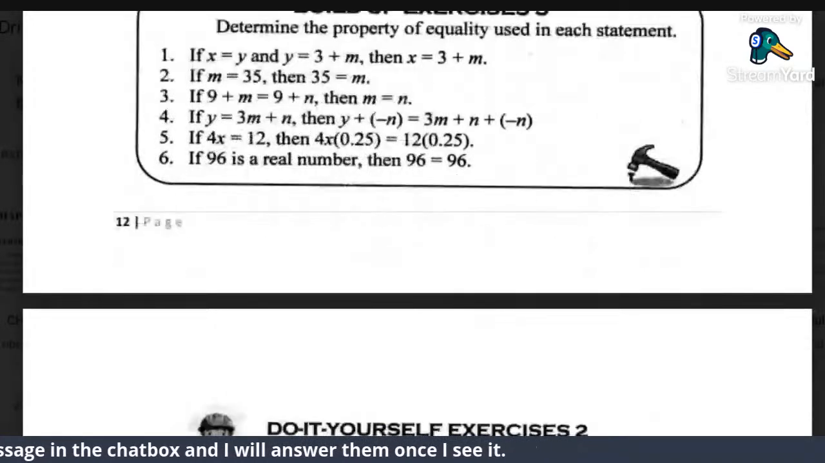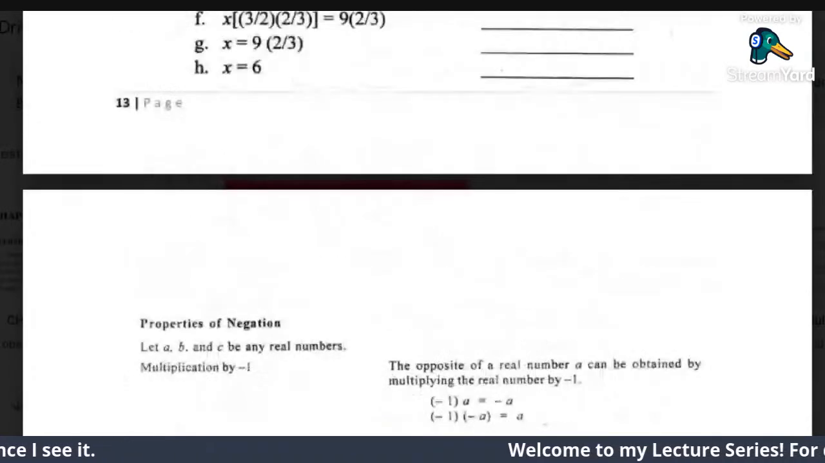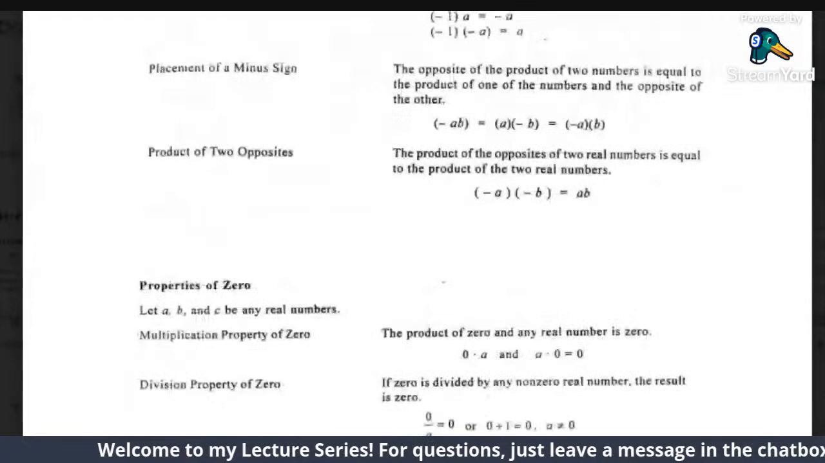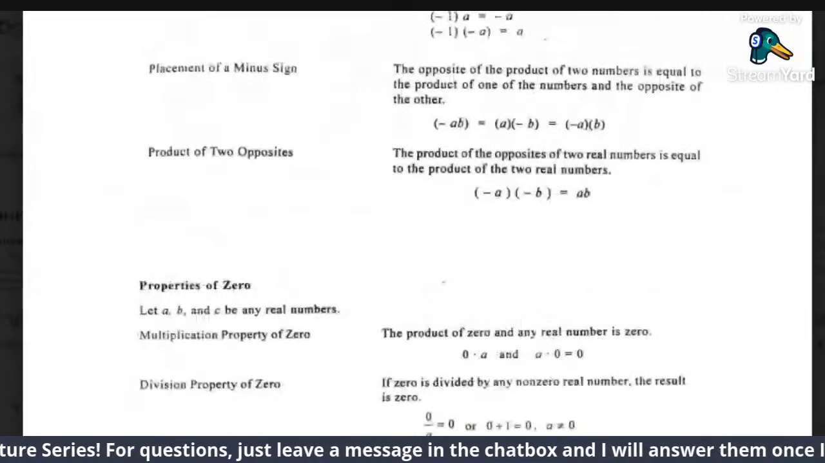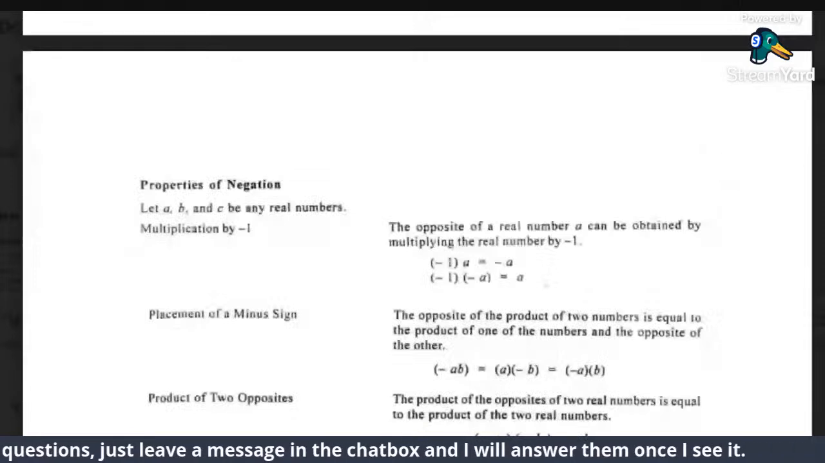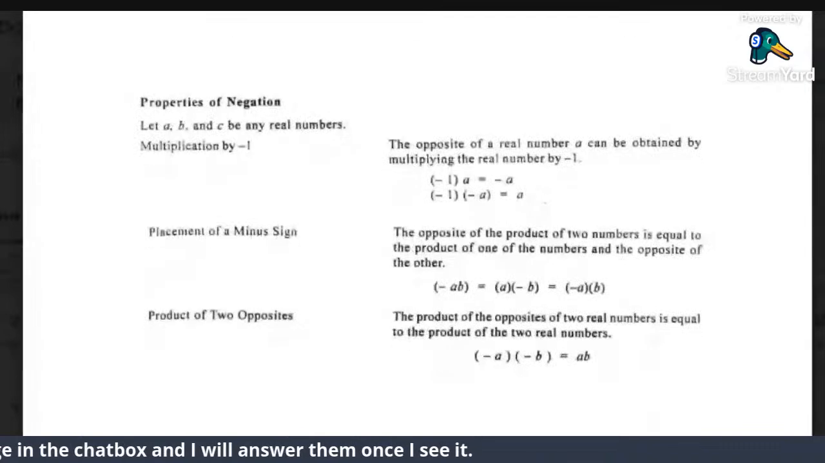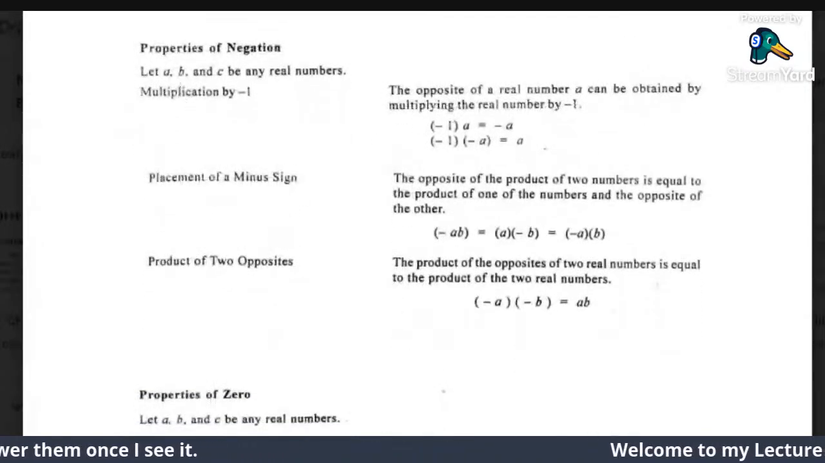All right. So, I think I have to end there. I think we also have properties of negation here. Okay, let's continue. For properties of negation, let A, B, and C be any real numbers.